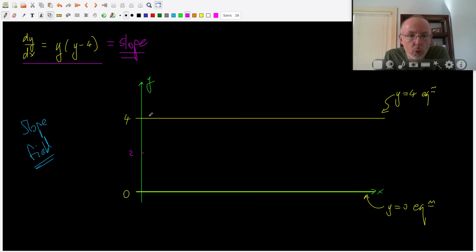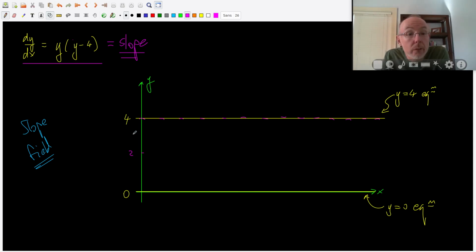If I plug y equals 4 in there, you get 0. So the slope is 0. So I'm going to draw a whole lot of little pieces of tangent line, right? These little pieces of tangent line all have slope 0, because that's the slope when y equals 4. When y equals 2, I could plug 2 in here and I'd get 2 lots of 2 minus 4, which is 2 minus 4, that leaves minus 2.